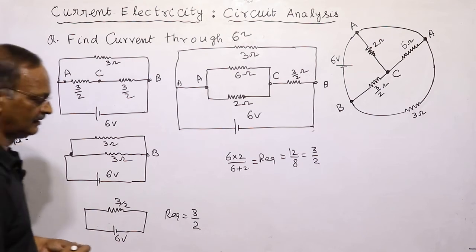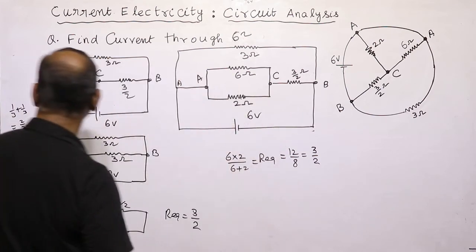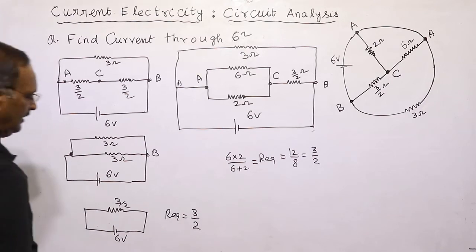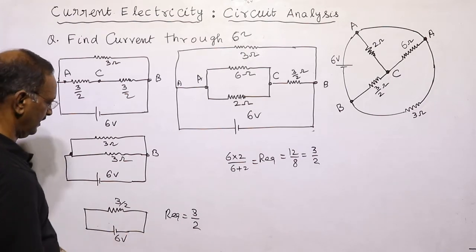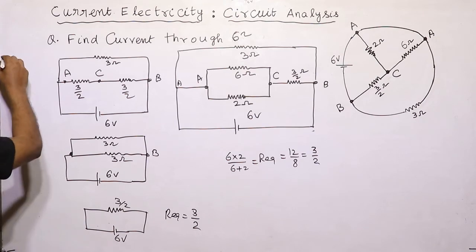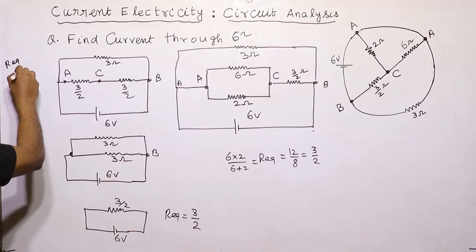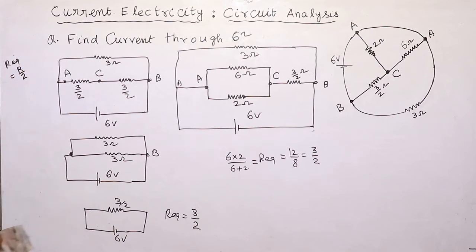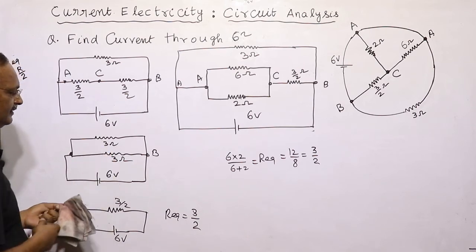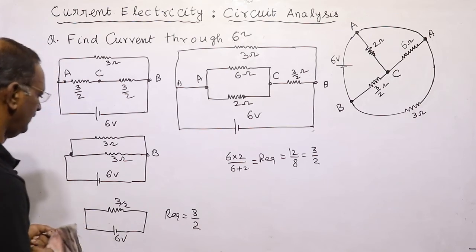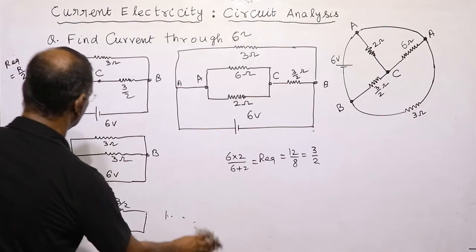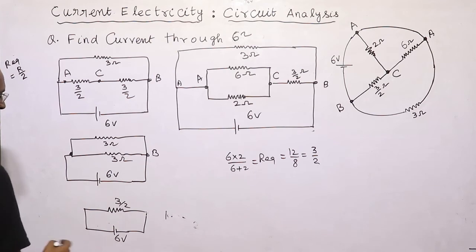You can calculate this way also. This method has been taught to you: for R equivalent in parallel for identical resistors, the resistance is divided by the number of resistors. That is what we have done here. This is B and C. Now what is the current now? So R equivalent is equal to 3 by 2.